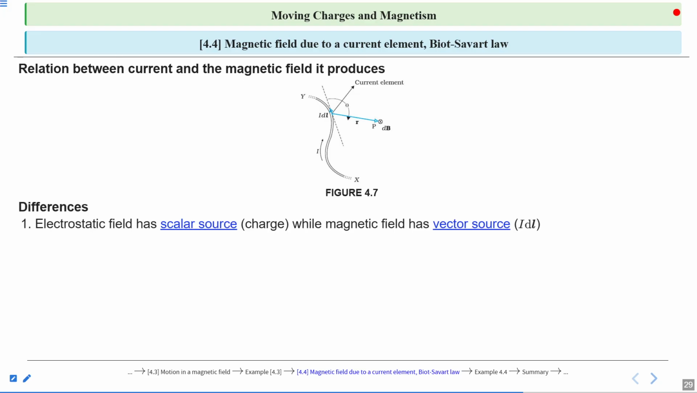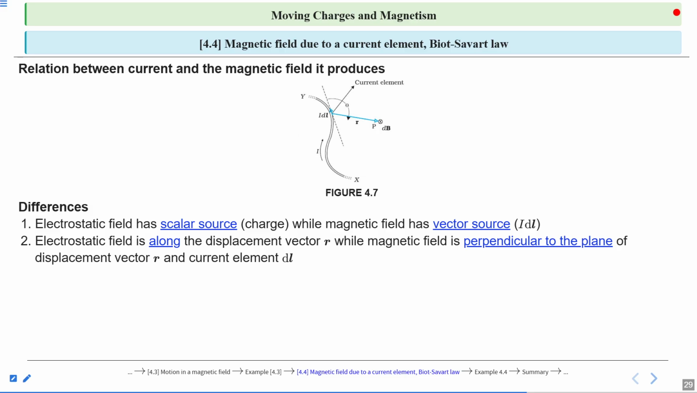So what are the differences? The electrostatic field has a scalar source, that is charge. The electrostatic field is produced by a scalar source, charge, but the magnetic field is produced by a vector source, that is I dl. So what is I dl? It is a vector. It has direction, same as current.